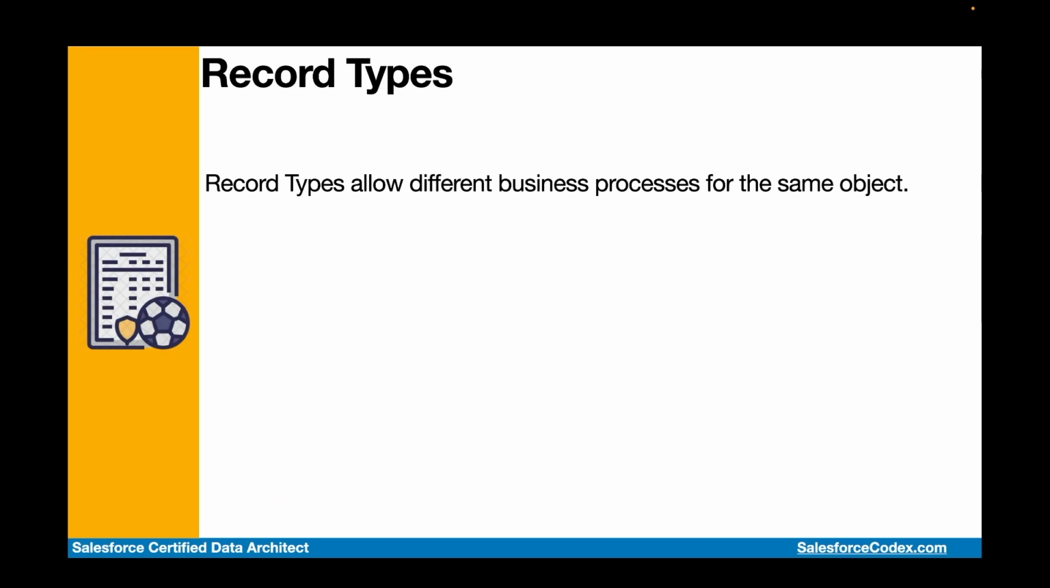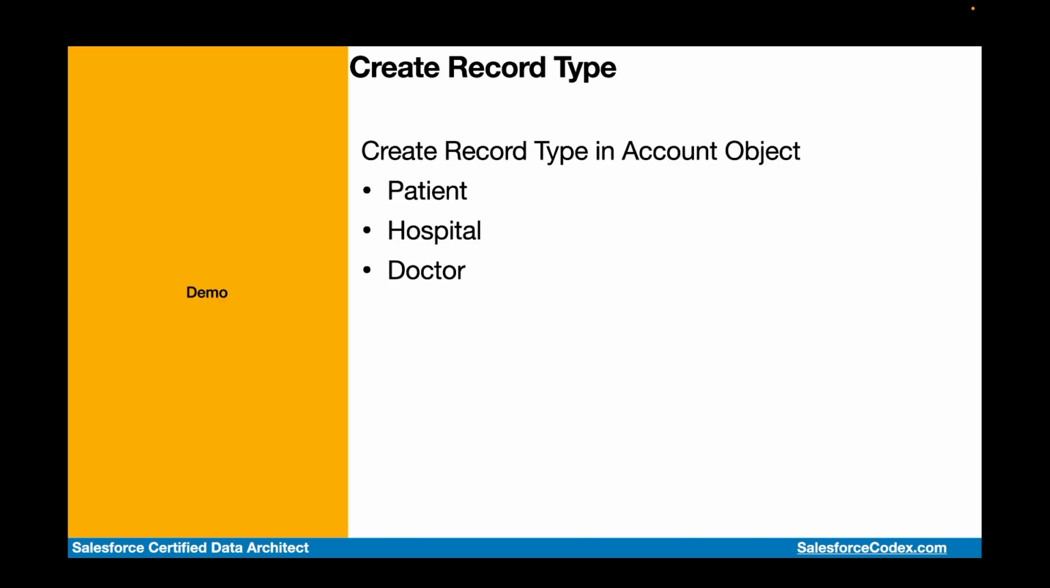Then another important component for data modeling is record type. Record types allow different business processes for the same object. Take an example: you want to store patient, hospital, and doctor information in the same object. In that case, we can use record type to differentiate the type of record, right? Like if the record type is patient, that particular record will be a patient record. If we store the record type as hospital, then it will store the hospital information. So based on the record type, we can have a different UI, which basically means a different page layout we will add for these record types.